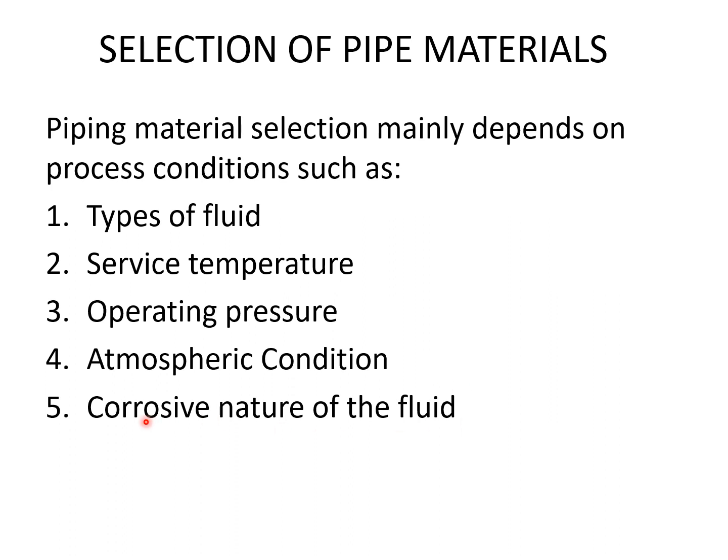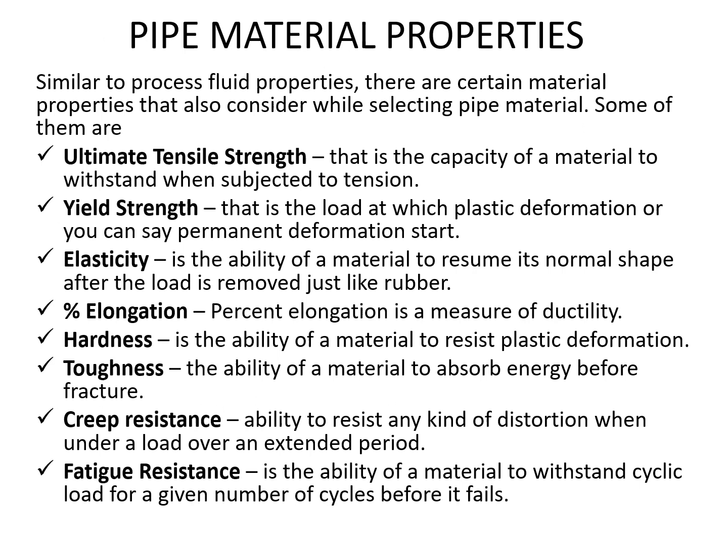Corrosive fluid is also important, because if the fluid is corrosive in nature, a normal pipe will not sustain. We have to go with an anti-corrosive material. These first three are very common operating conditions depending upon which we select the pipe material. Pipe material properties are further classified into ultimate strength, yield strength, elasticity, percentage elongation, hardness, toughness, creep resistance, and fatigue resistance. These are some of the material properties based on which we also select the pipe material.